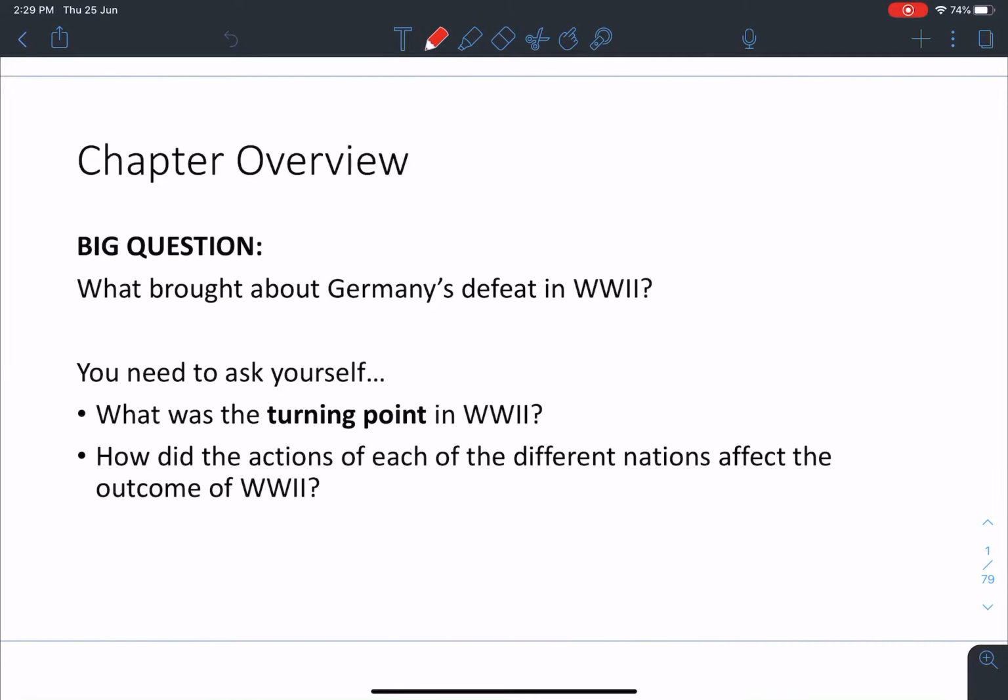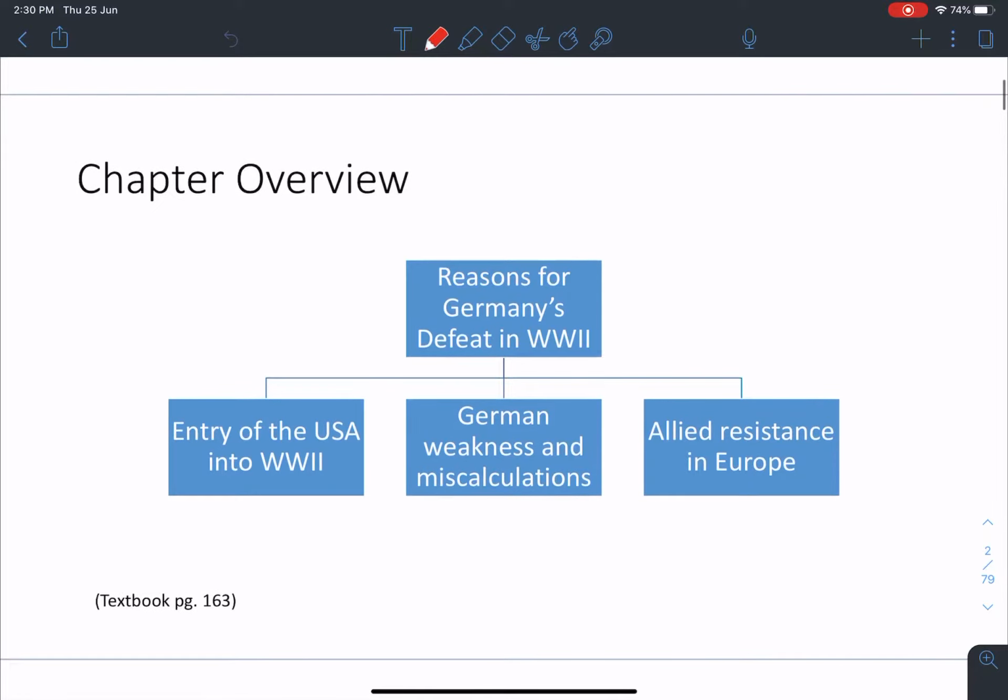Previously, remember we were talking about World War II and we know how the war started, so now we are looking at the end point. Of course, the question is what is the turning point? That is the classic 12-mark essay question, and this is what we are looking at today.